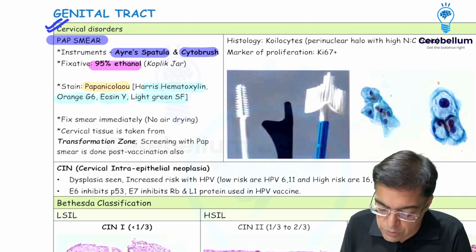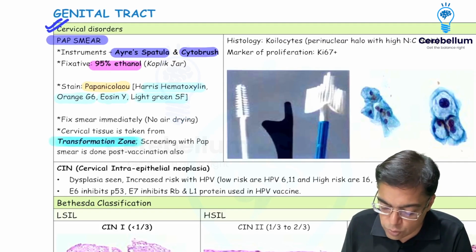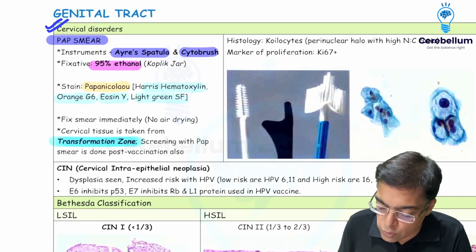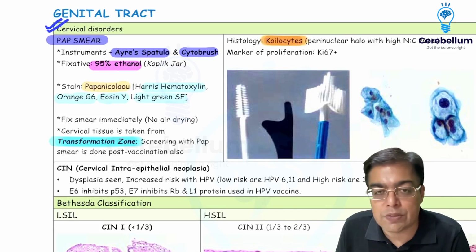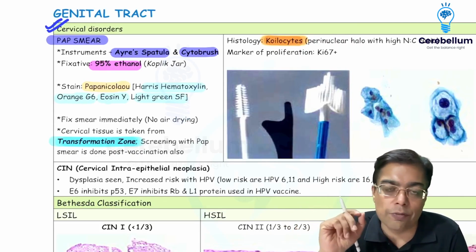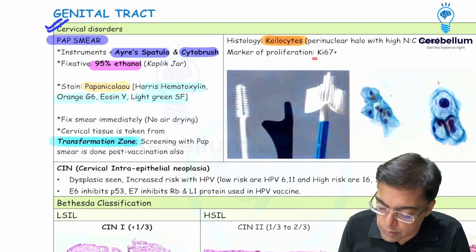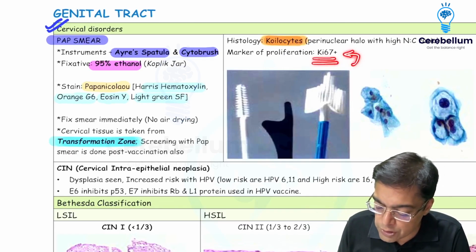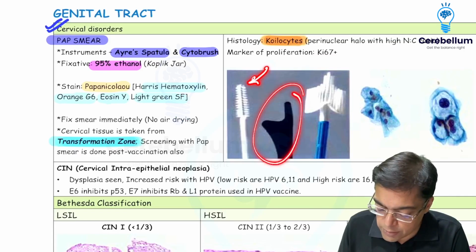The tissue is going to be taken from the transformation zone, that's the squamocolumnar zone, and this is what is histologically useful, because this is where you're going to be looking out for the presence of koilocytes. Of course, koilocytes, you're aware, are cells having a high NC ratio, and they also have a perinuclear halo. Just like a lot of other tissues in the body, a marker of rate of proliferation is going to be Ki67.